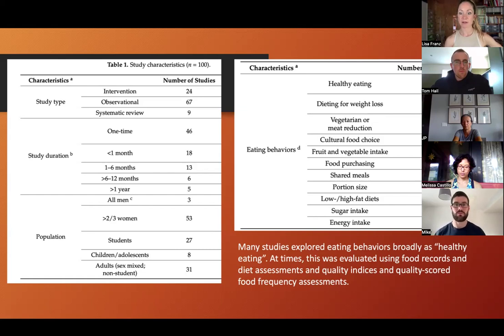At times, this was evaluated using food records, diet assessments, quality indices and quality scored food frequency assessments. Yeah, I think that's quite tricky because, as we all know, healthy eating and healthy eating are two different things. A lot of people say they eat healthy, and it's like a little bit of whole wheat bread and maybe, I don't even know, a slice of ham on that and a leaf of salad, and that's a healthy meal.